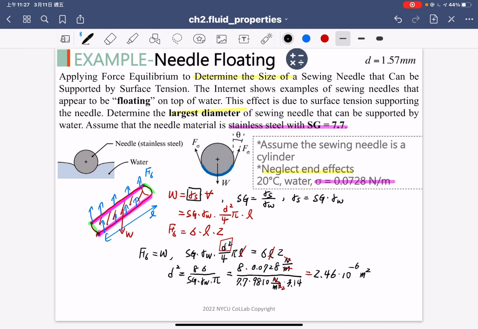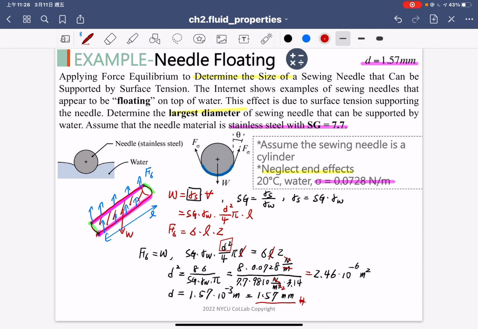So we need to compute the root of the d squared. So d is equal to the root, so around 1.57 times 10 to the minus 3 meters. And as you can see, for the final answer we use the millimeter dimension. So it is finally equal to 1.57 millimeters. Okay, so this is our final answer.